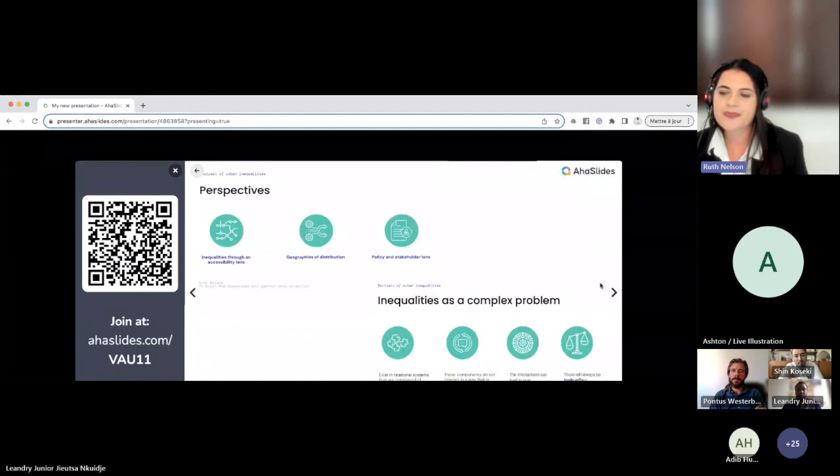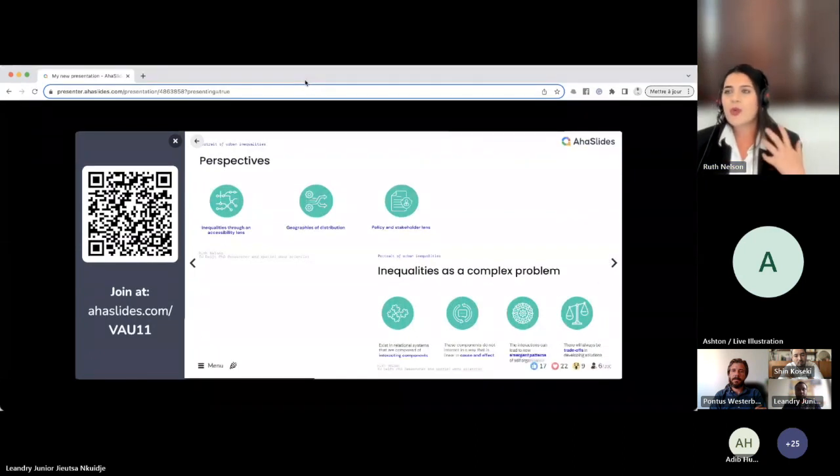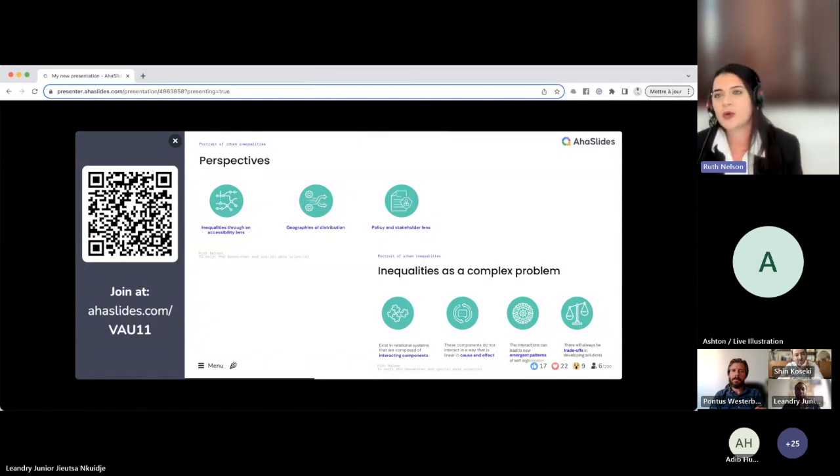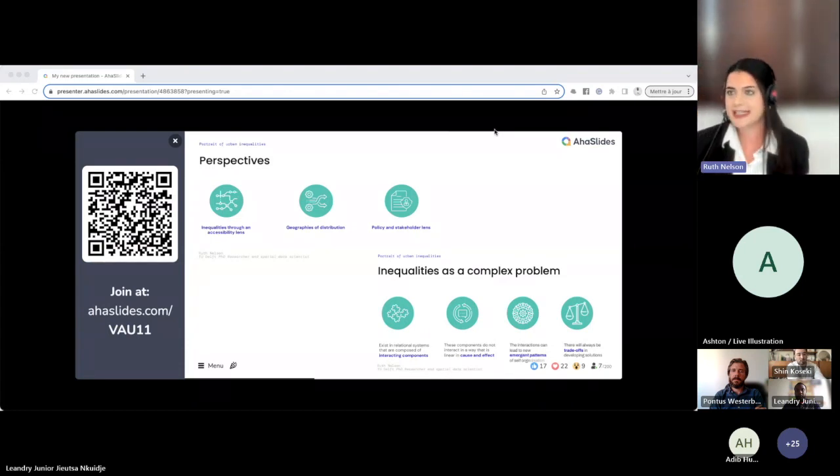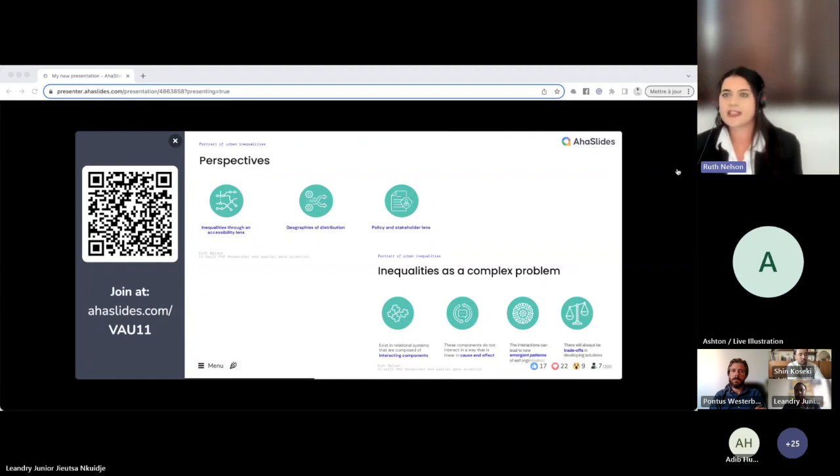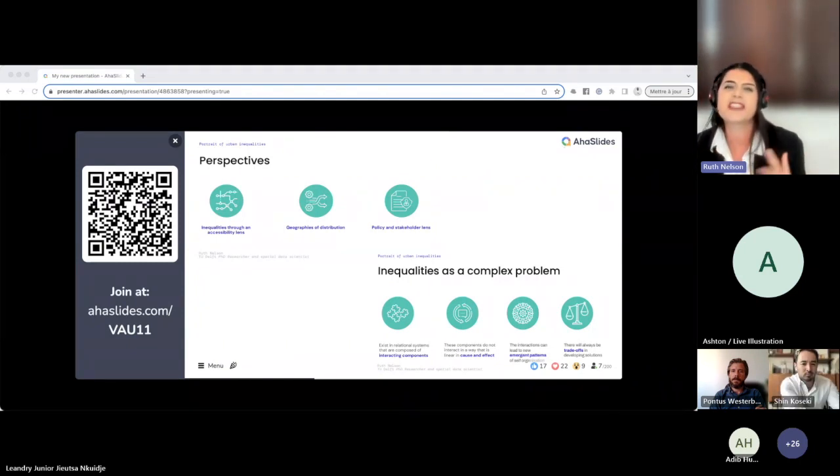And so as researchers, we can actually look at inequalities through three main lenses. The first is urban inequalities through an accessibility lens. So that's looking at who has access to what in cities, such as access to educational and social resources. We can also look at urban inequalities through a geography of distribution lens. So that more looks at the distribution of specific phenomena in cities, such as population groups or home ownership.